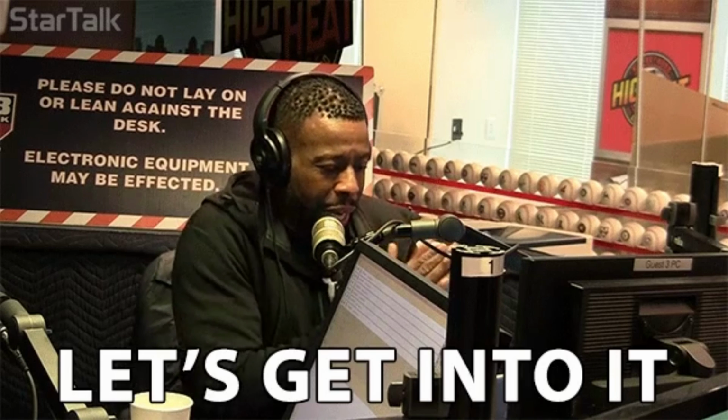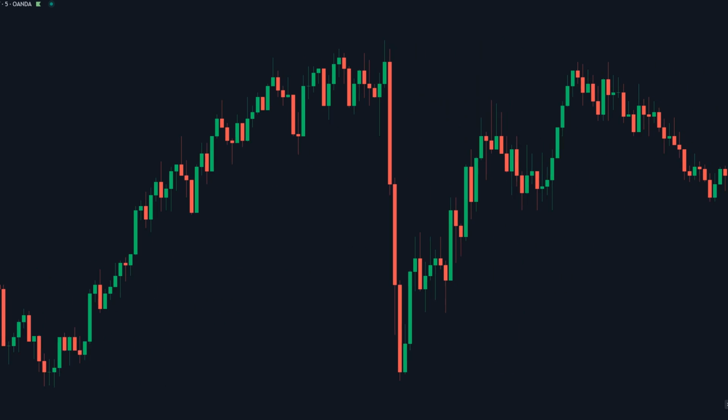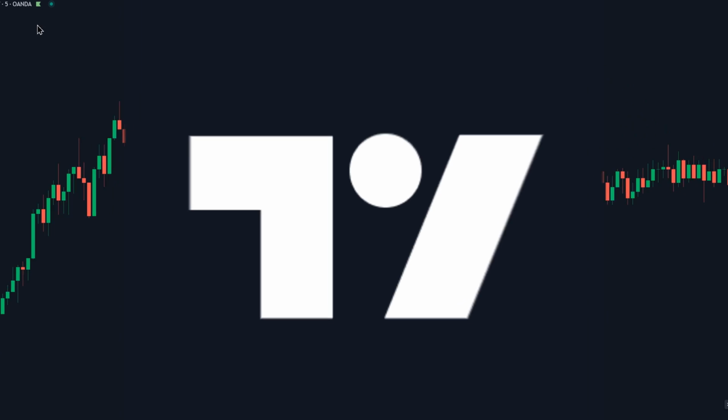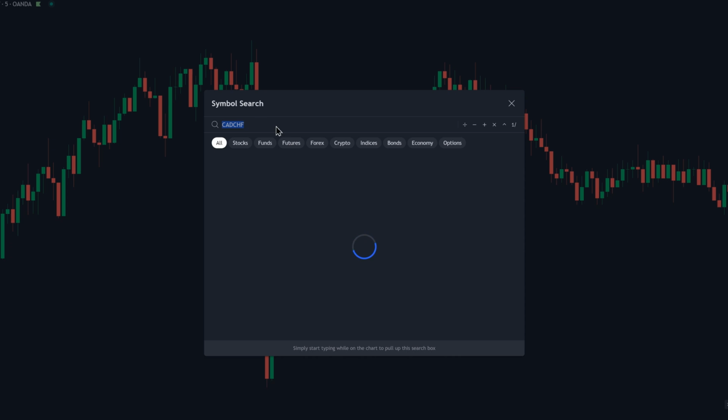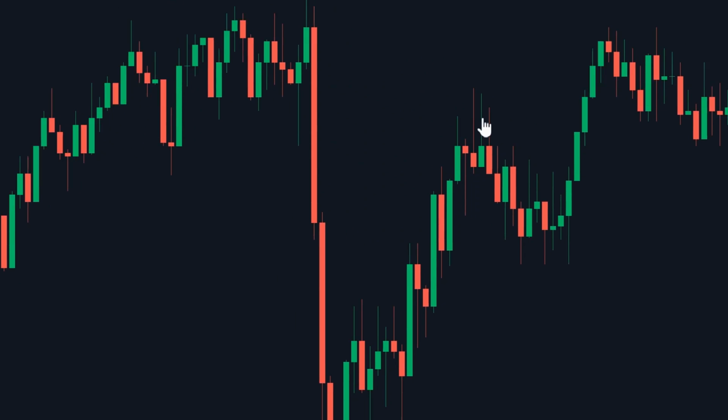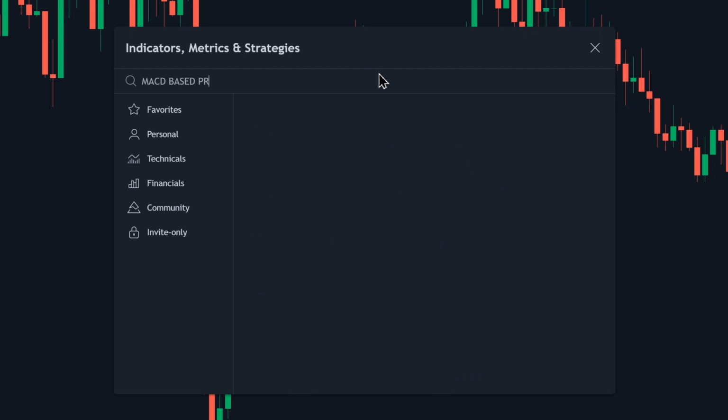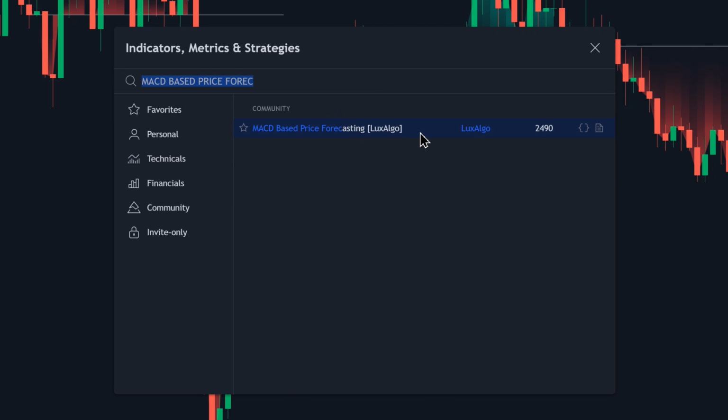Let's get into it. Now, to add this indicator to your chart, you want to go to TradingView and then load the 5-minute time frame of CAD CHF. Then open the indicator search tab and type in MACD-based price forecasting. And it's going to be this one by LuxAlgo.